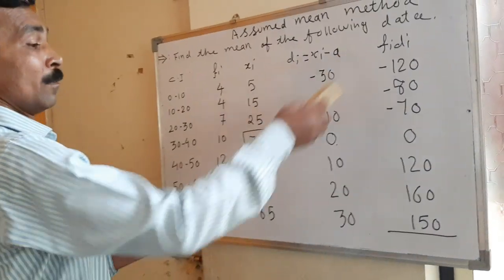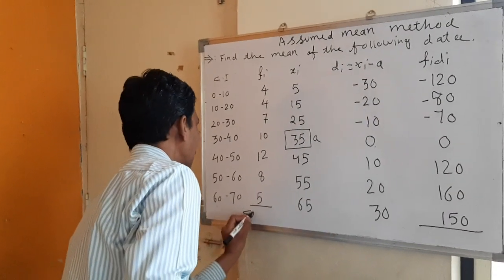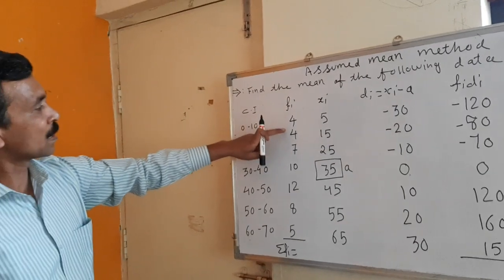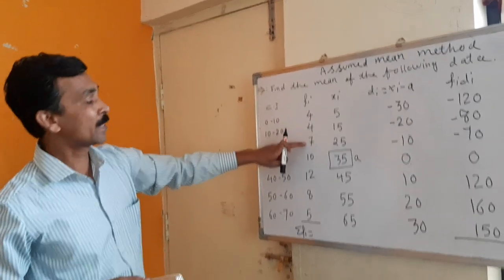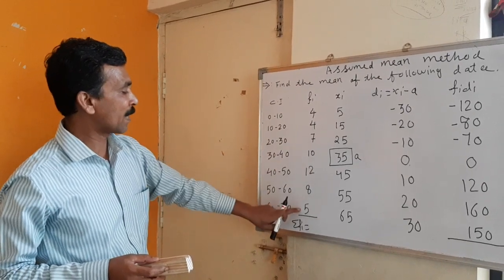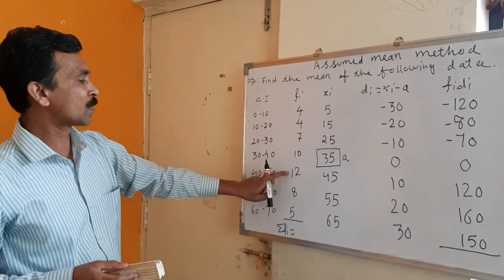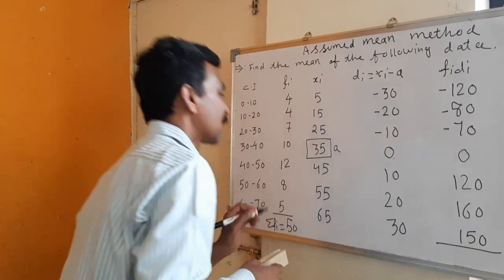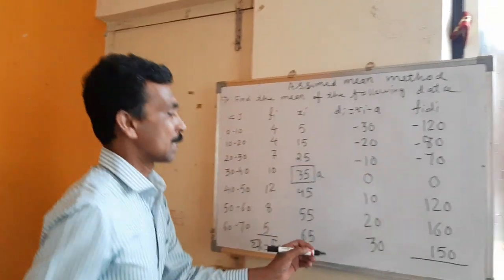Now we'll take the summation of Fi. If you add all the frequencies: 4 plus 4 is 8, 8 plus 7 is 15, 15 plus 10 is 25, 25 plus 5 is 30, 30 plus 12 is 42, 42 plus 8 is 50. So summation of Fi is 50.